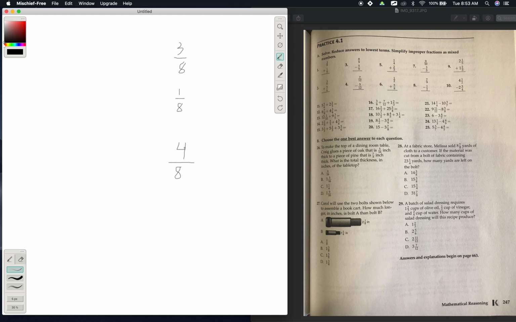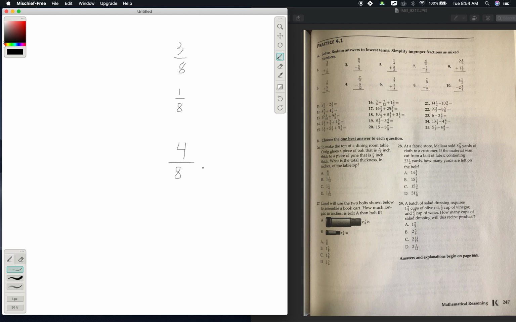Let's see. That number would be... Oh, I already know in my head what it will be reduced to. Just trying to figure it out here. It would actually be 1/4. I'm just trying to see how to explain it to you guys.